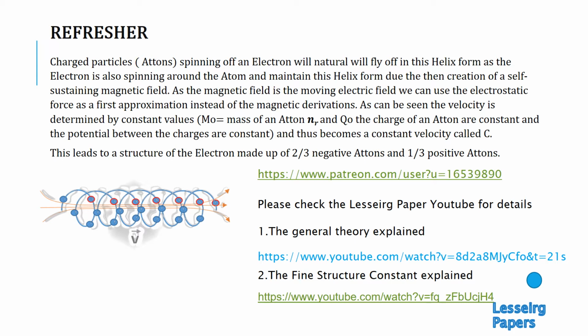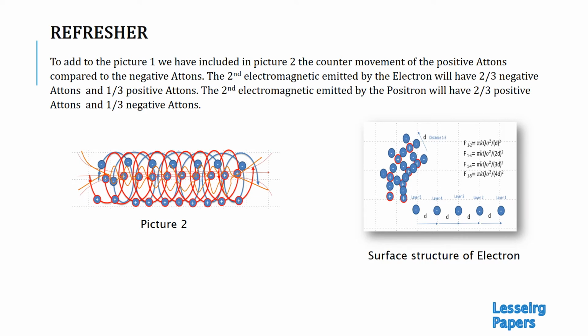Now going back to the fundamental idea that there are 2/3 negative attons and 1/3 positive attons. Of course, you then get a helix where both negative and positive particles are flying. The difference is they fly in the same x direction, but they have a counterclockwise and clockwise direction. So the one flies clockwise, the other one flies counterclockwise to create a field in the same direction.